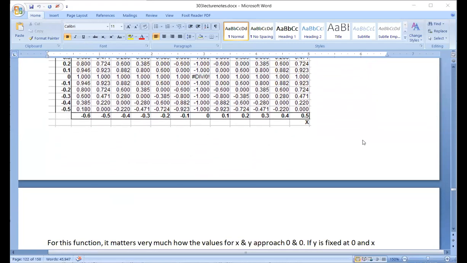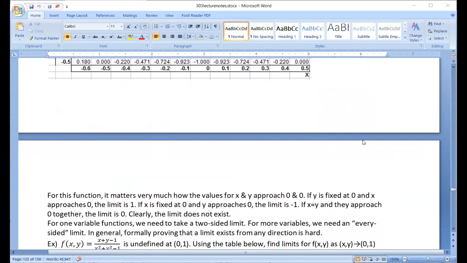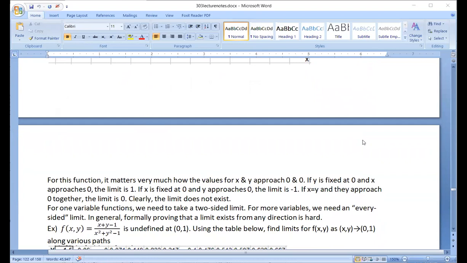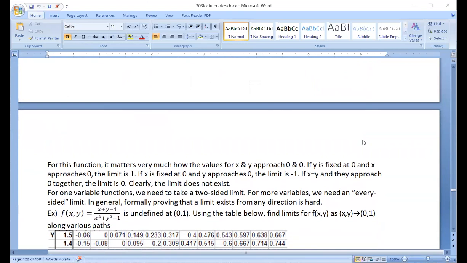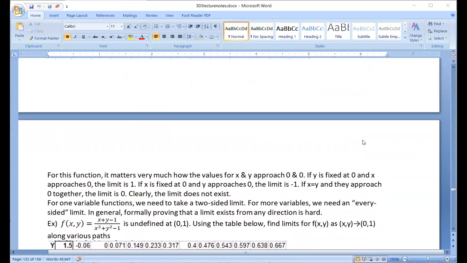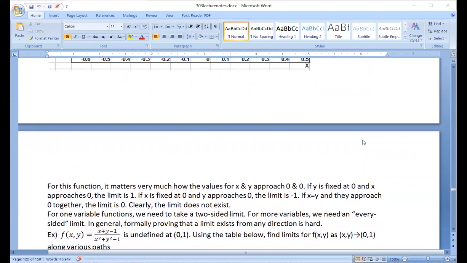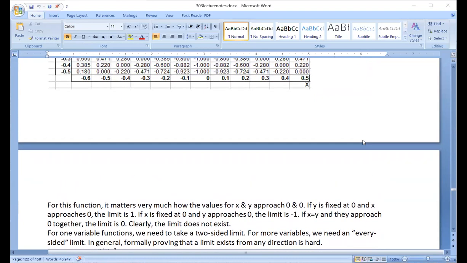Now I want to take what we're doing and write this down formally. First let me mention this. For one variable functions, we need a two-sided limit. You can take each of those, and if they're equal, then the limit exists. For more variables, and we're only going to look at z equals f of x, y, we need an every-sided limit to prove that the limit actually exists. So proving limits exist is actually going to be hard. It's something we're not going to do.